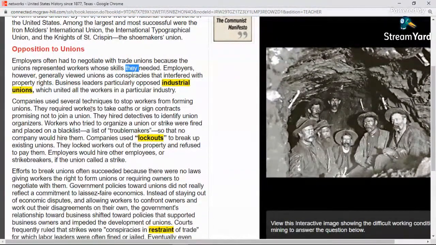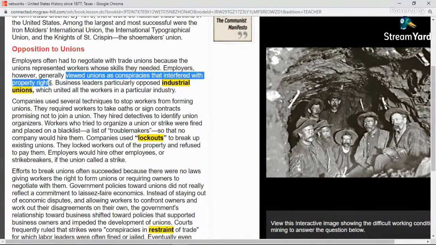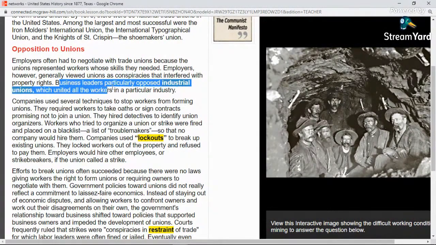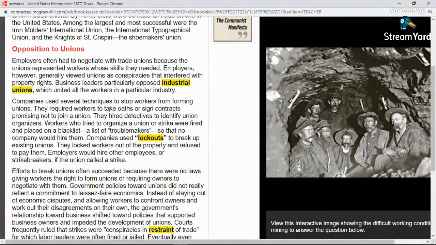There was opposition to unions. Employers often had to negotiate with trade unions because the unions represented workers whose skills they needed, but they thought of unions as conspiracies that interfered with property rights. They definitely didn't like industrial unions, which united all workers in a particular industry.